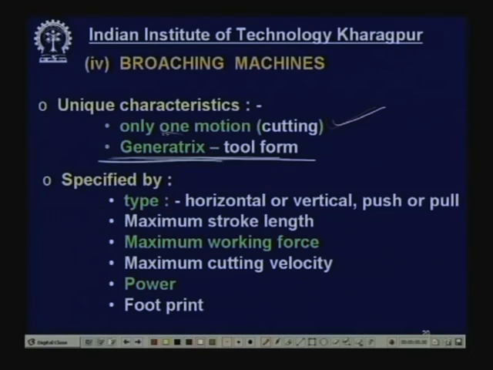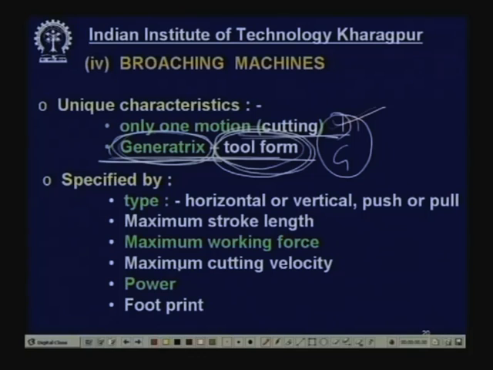In broaching machine, the generatrix always provides the tool form. The tool form acts as the generatrix and cutting motion as the directrix. Combination of these directrix and generatrix produces all the geometrical surfaces. Now, how are the broaching machines specified?